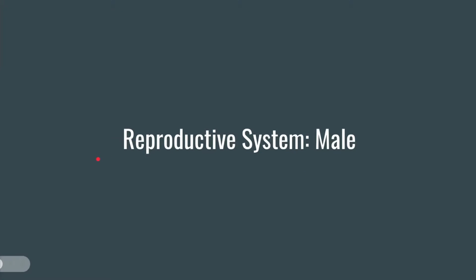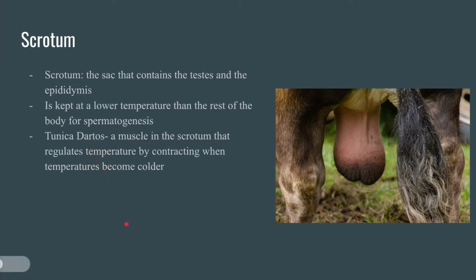Next, we're going to talk about the male reproductive system. The scrotum is the sac that contains the testes and the epididymis. It is kept at a lower temperature than the rest of the body for spermatogenesis. And the tunica dartos is a muscle in the scrotum that regulates temperature by contracting when the outside temperatures become colder.